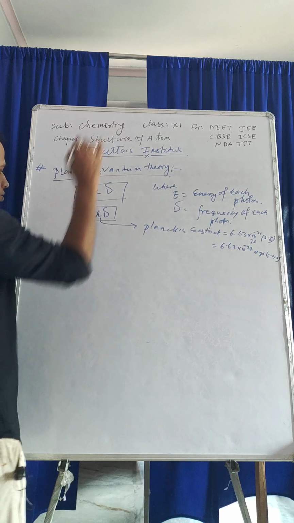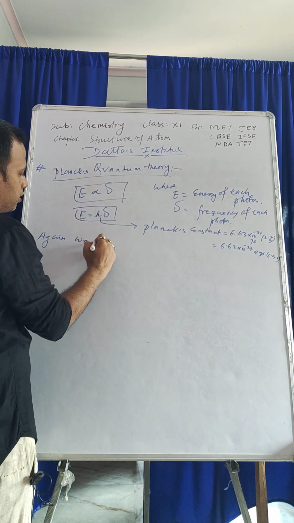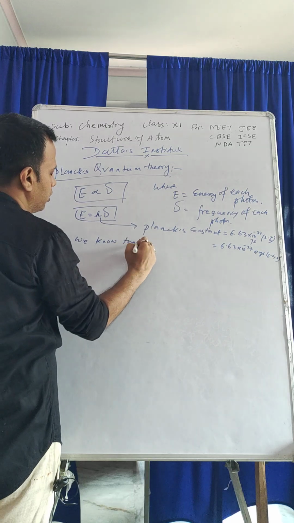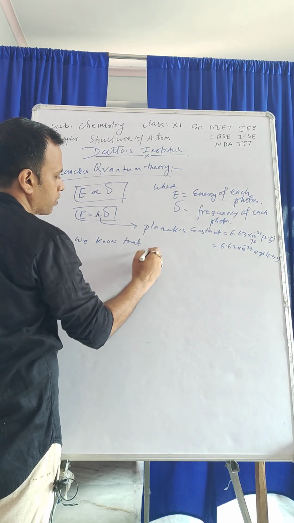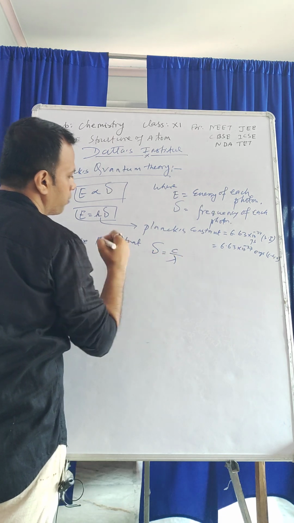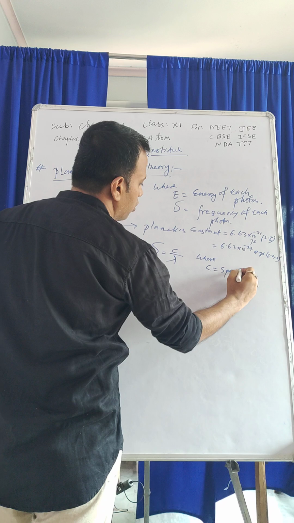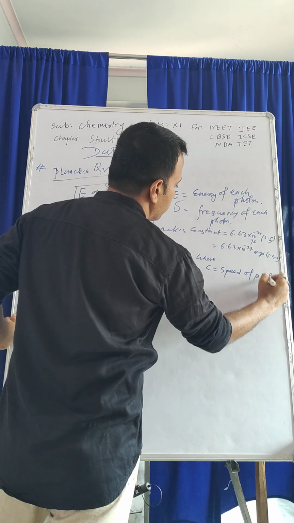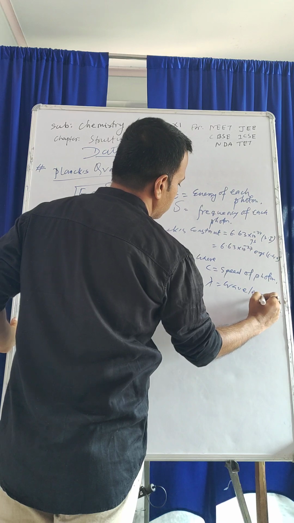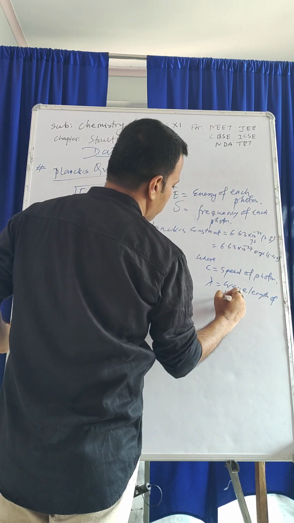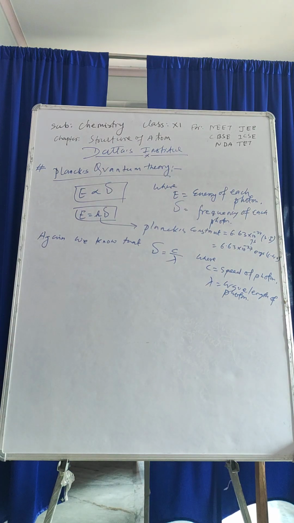Now again, we know that nu is c by lambda, where c is the speed of light or speed of photon, and lambda is what? Wavelength of the incident photon, wavelength of photon or incident photon. Okay, got my point? Fine.